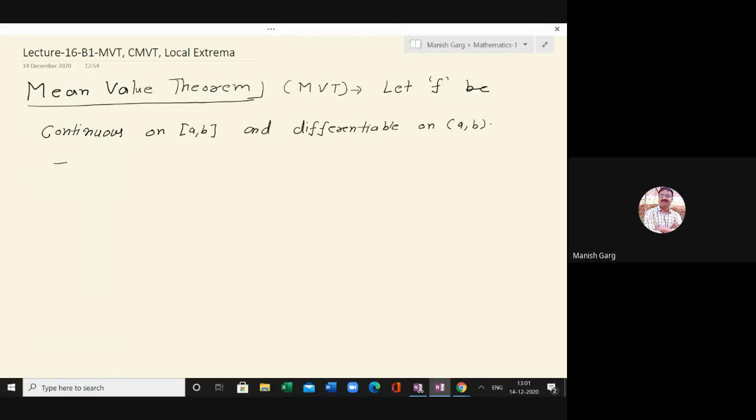It says there exists a point C in the open interval AB, that is between A and B, such that f dash C is equal to FB minus FA over B minus A.